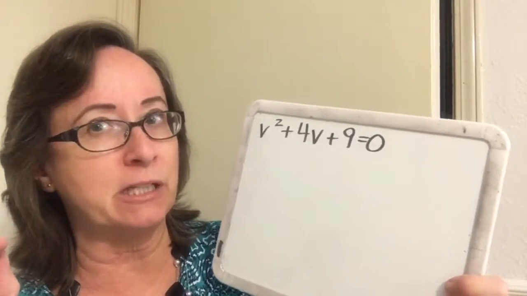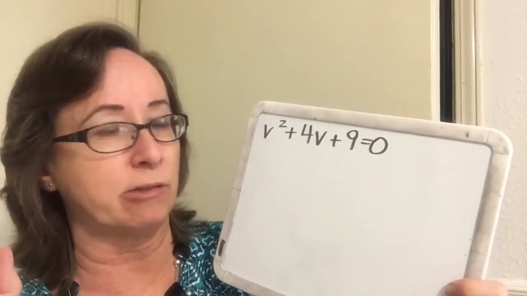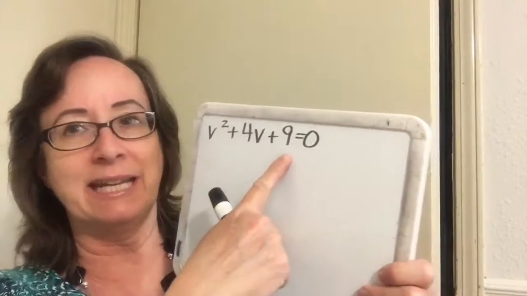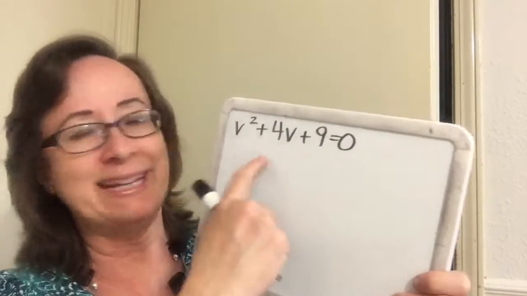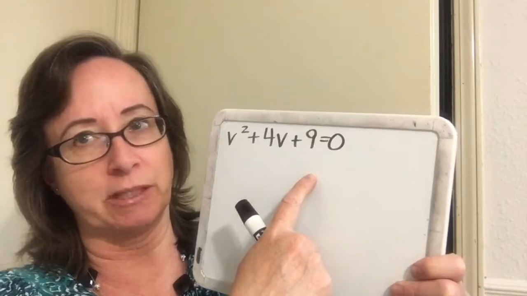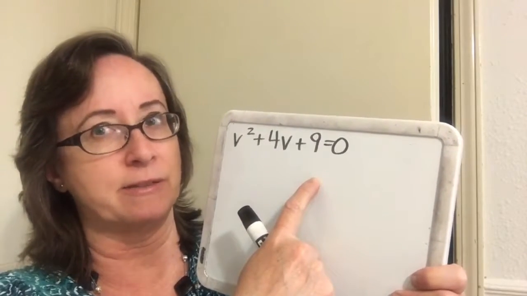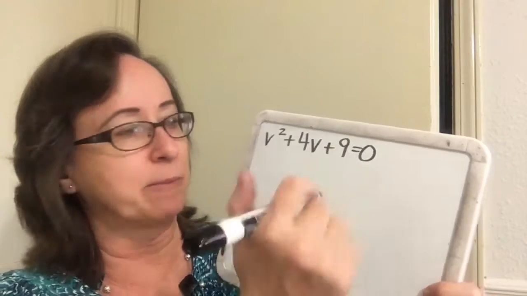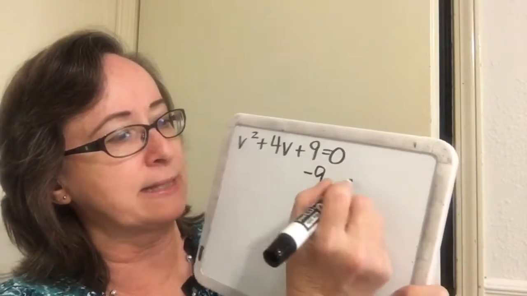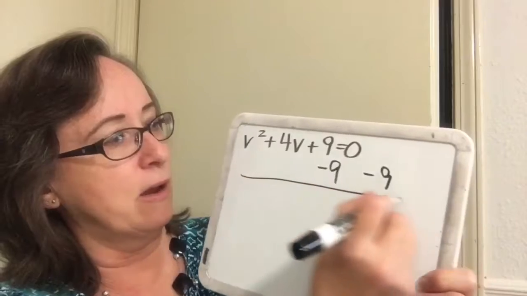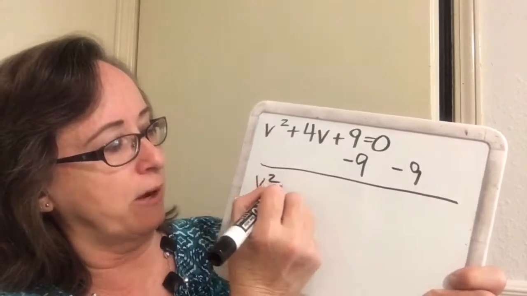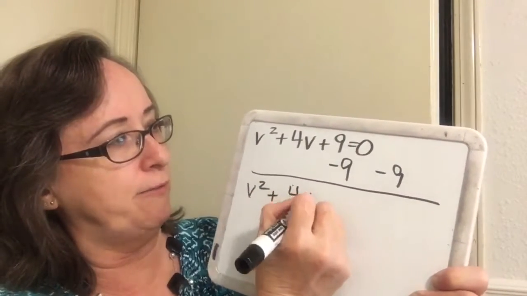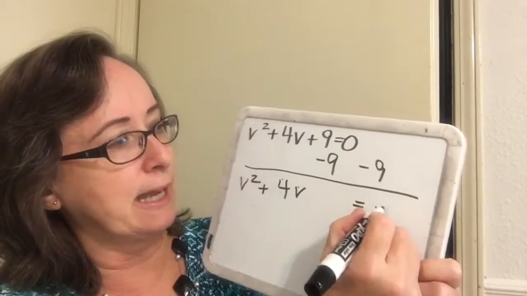So the first thing I'm going to do is get my equation ready to complete the square. I don't need this 9 here. Right now, this is not a factorable equation. I cannot solve it using the methods I've already learned. So I'm going to subtract the 9 from both sides. So now I have v squared plus 4v equals negative 9.